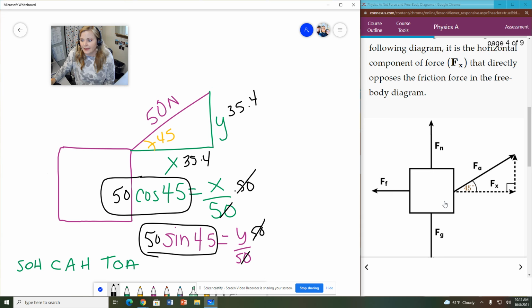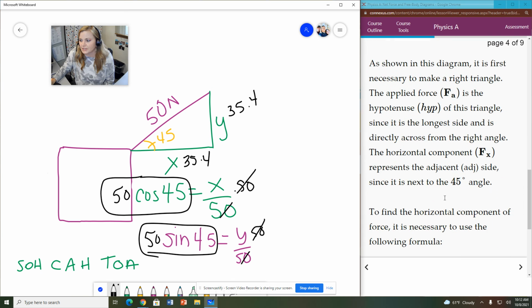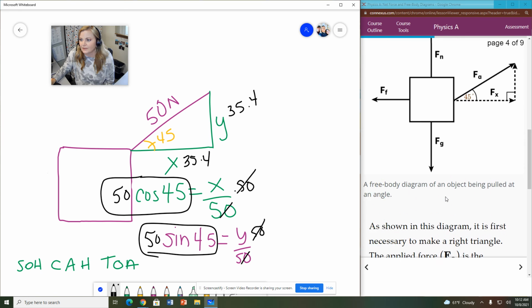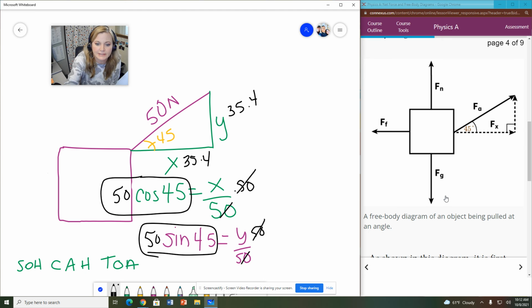So then once we do that, if we know our force of friction, and I don't know if it gives us our force of friction in this example. Nope. So if it gives us our force of friction, say the force of friction in this case was 20 newtons, we can solve for the net force in the x direction, right? Which would be 35.4 minus 20. So at that point, we're only going to use the x and y components to be able to solve for those parts.